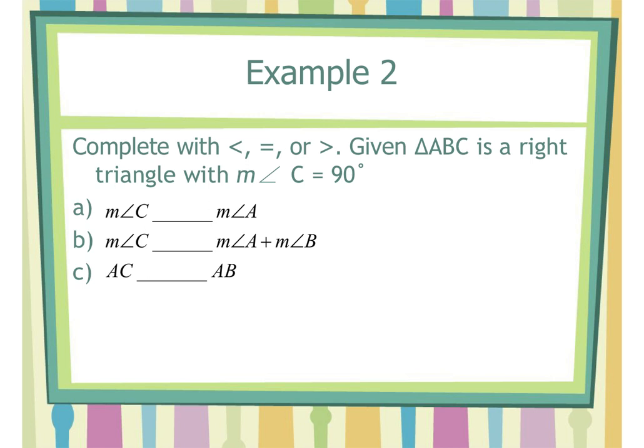Hard to do without drawing a picture. So go ahead and draw a nice right triangle. Oops, that was a terrible line. And how do I need to label my letters? A, B, C? C needs to be where? Here. A and B can be either one, but C has to be right here. Okay?